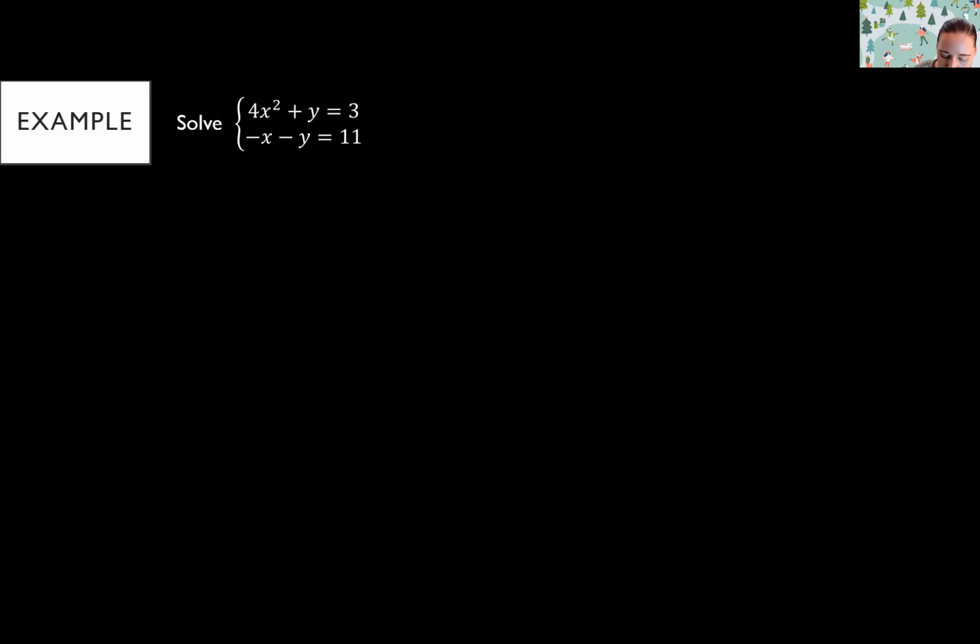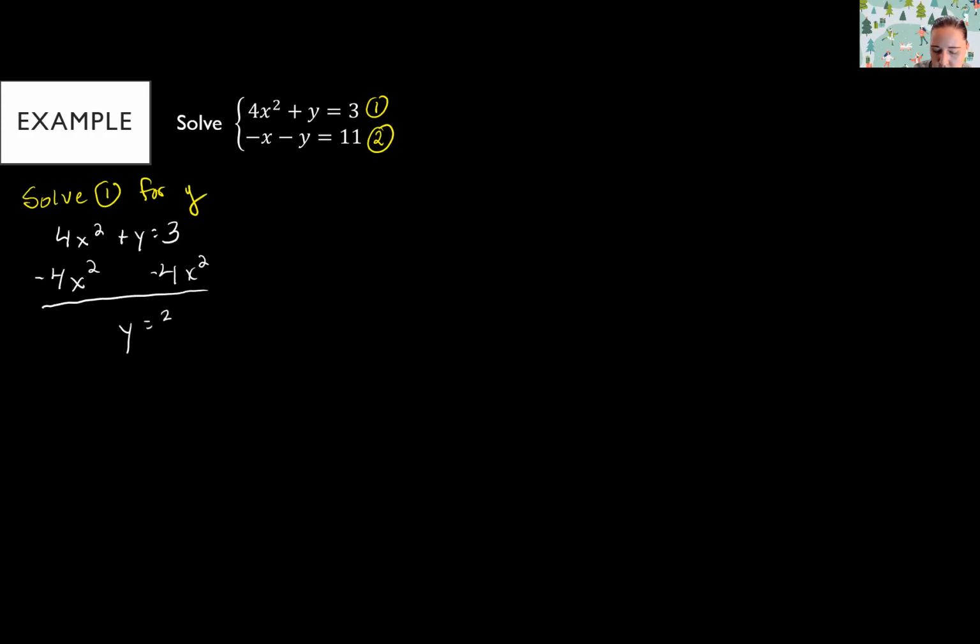So I'm going to label these equations: equation 1 and equation 2. And so we're going to solve equation 1 for y. We have 4x squared plus y equals 3, and we are just subtracting 4x squared from both sides, which gives us y equals 3 minus 4x squared. The order that you write that doesn't matter. I just write it in the order that I've got there. It really doesn't matter whether you have the negative 4x squared first or the 3.